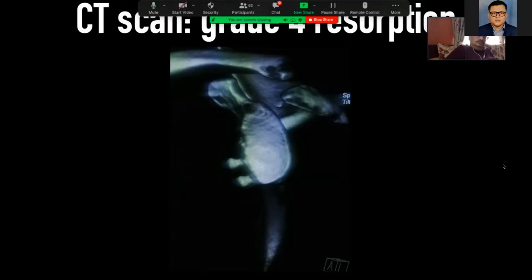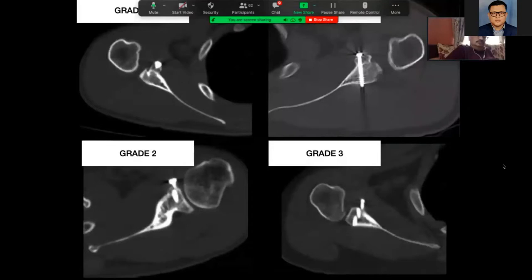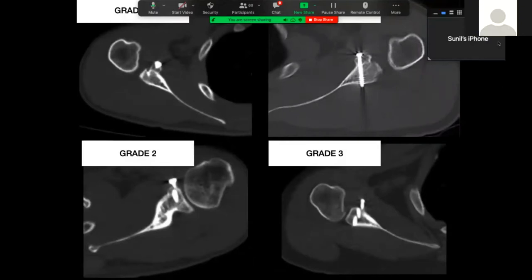So the literature has mentioned three grades of the bone loss. Grade zero is no bone loss at all. Grade one, in which there is resorption from the screw head only. Grade two, along with the screw head, there will be resorption from some of the shaft part. And in grade three, there will be a complete bare or naked screw that will be visible out of the glenoid.